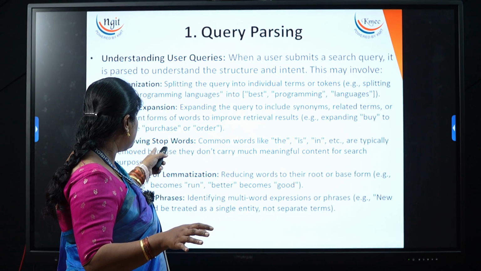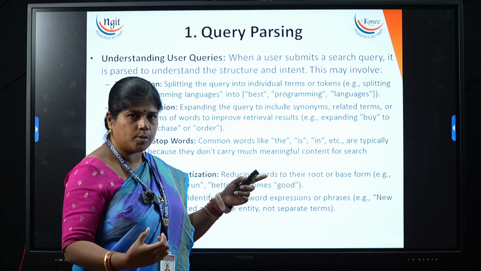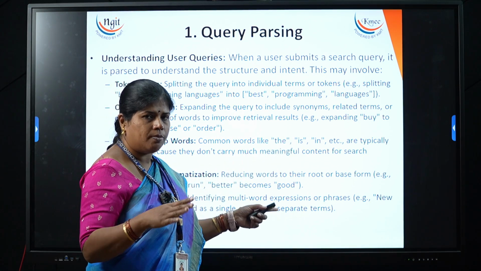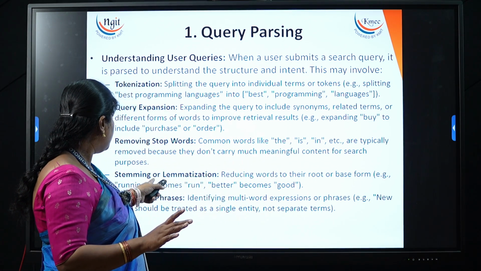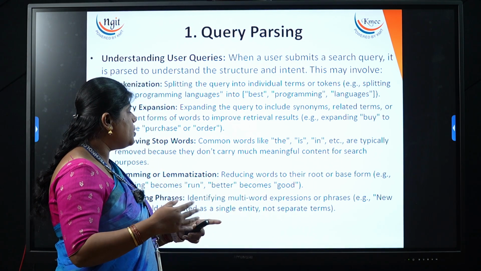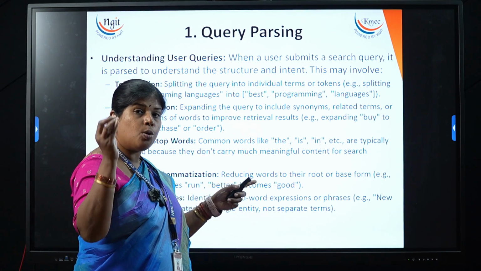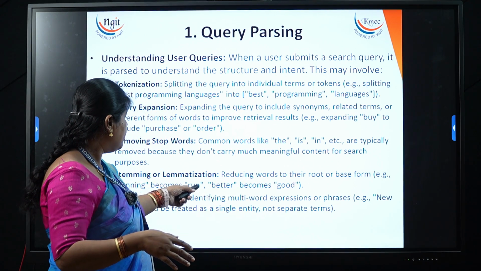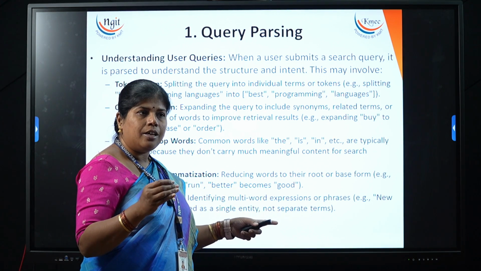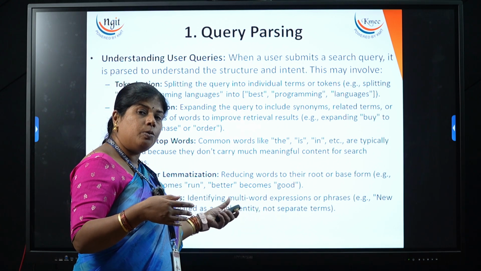Okay. Now, the next one is what? Stop words. Stop words do not play any role in my retrieval process. So, simply I will remove the stop words like the, is, in. Such common words will be removed. Now, the next one is what? Stemming or lemmatization. Here we are reducing the words to their root or base form, the more original form. For example, running is there. So, what am I making it? Run. Okay. Better becomes good. Why are we doing it? Because we may have more documents with these terms.